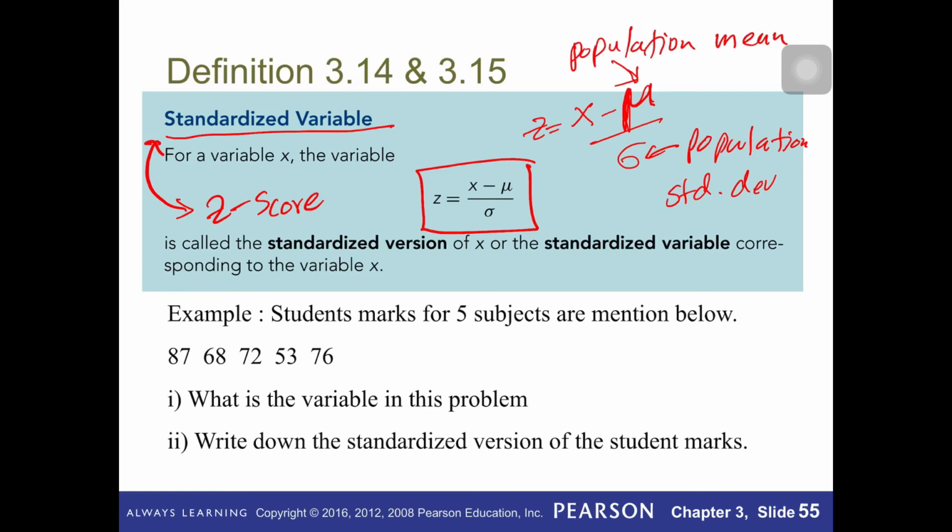So this is what I wanted to give you about standardization and the population mean and standard deviation. I believe you can have a better idea about these measurements through this video.